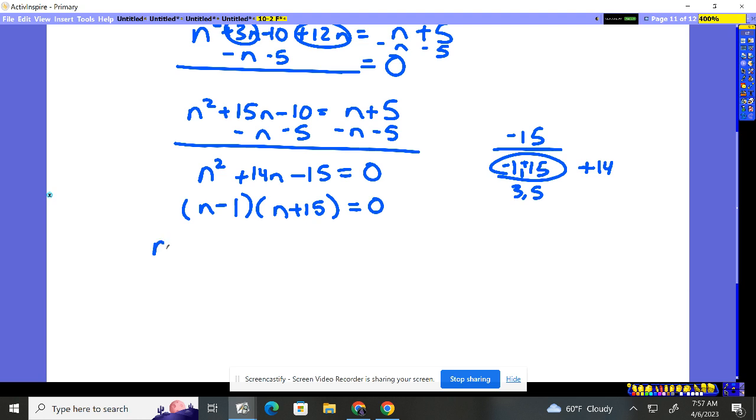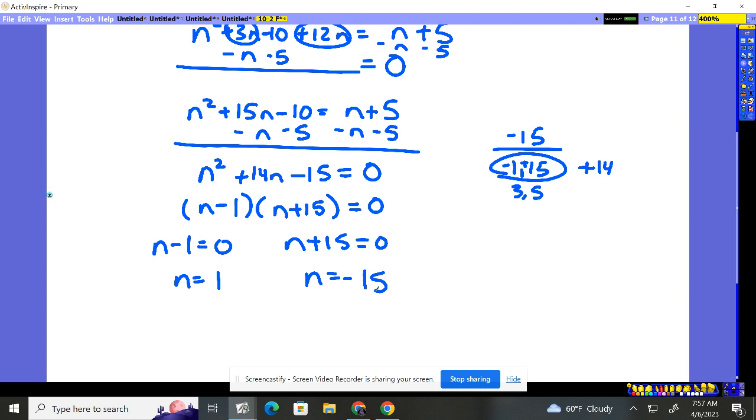So now I can just set each piece. Either this is 0 or this is 0. And solving it, you can see n is, add 1 to both sides, I get 1, subtract 15 from both sides, negative 15. Those are the two solutions that'll work here. Now, technically, we should go back and plug 1 in and see that it works. It does. Take negative 15, plug it back in, see that it works. It does. I checked them. So there you have it. We don't have any extraneous solutions. 1 works, negative 15 works.